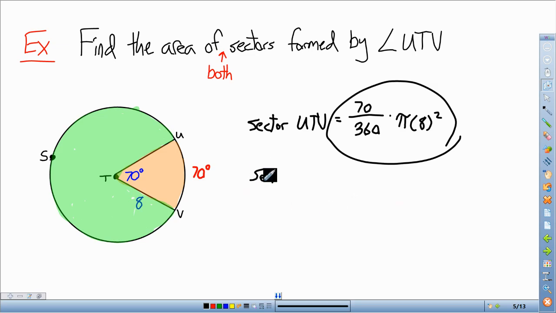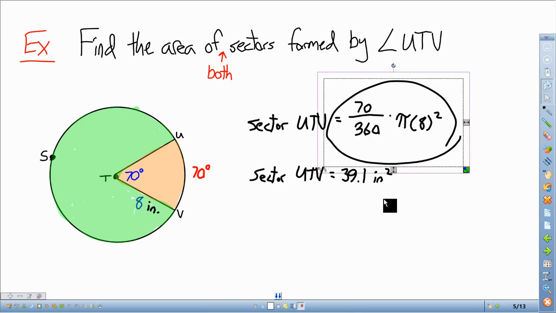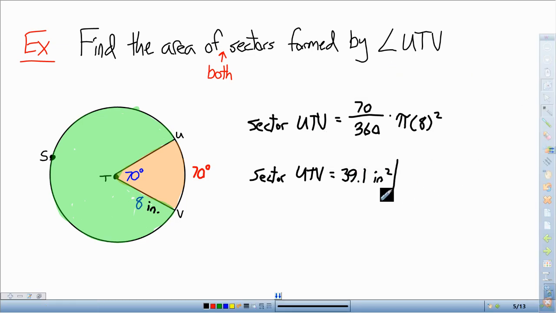Okay, so sector UTV equals 39.1. All right, and we're talking about square units. Normally we would put that. There's no units here. I wish, actually, let's add units to this thing. Let's say it's in inches, just so we can practice saying, okay, that's 39.1 inches squared. Okay, so there's one of our answers.